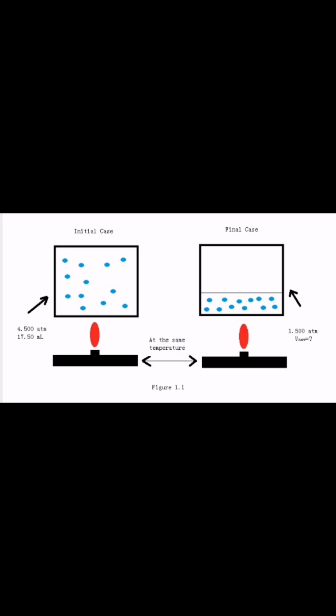The pressure of a gas increases as the volume decreases, assuming constant mass and temperature. Pulling up, here's the picture. Pulling up increases the volume and decreases the pressure. Pushing down decreases the volume and increases the pressure.